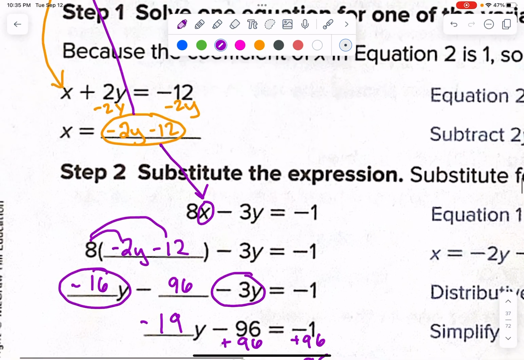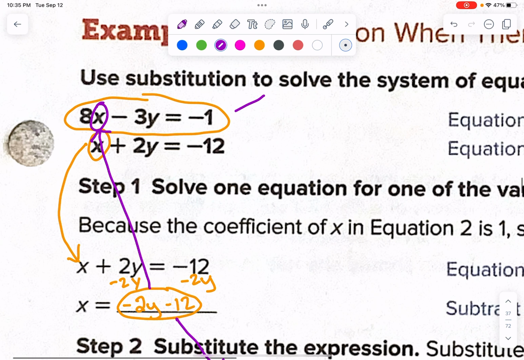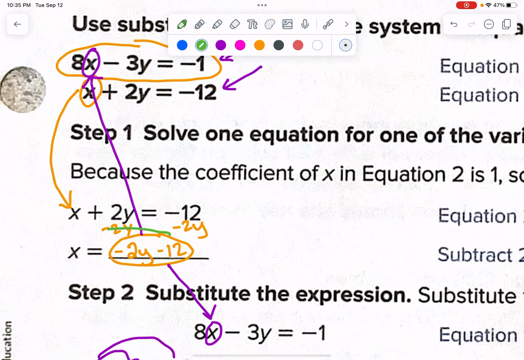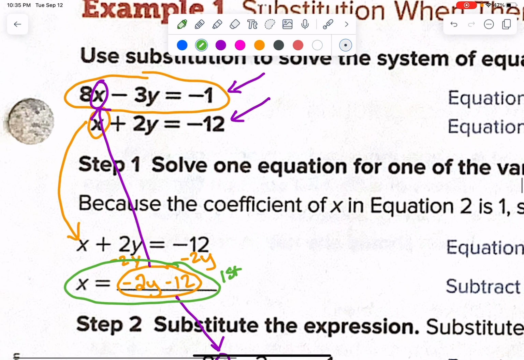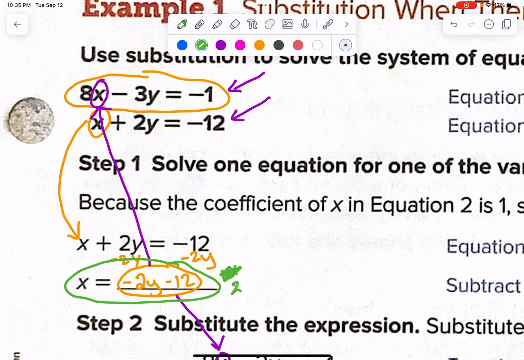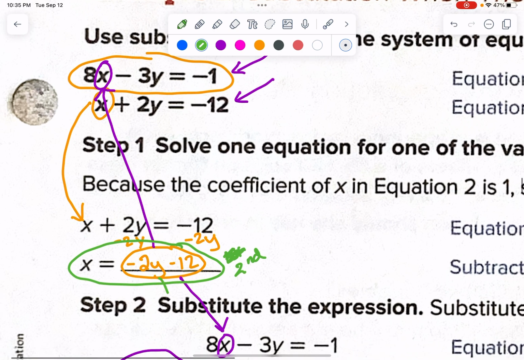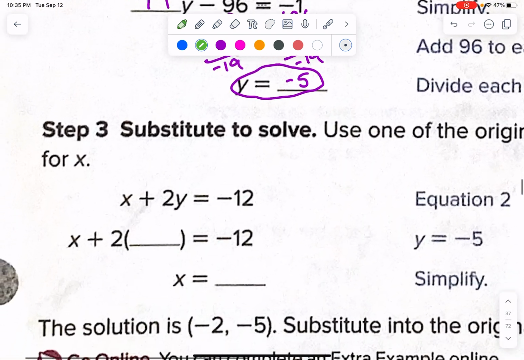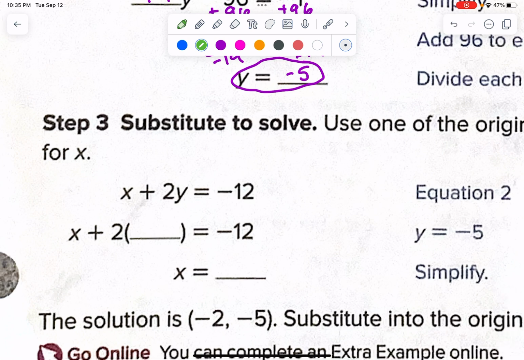Now what I need to do is go up into one of these two equations so that I can solve for x. This is technically the first equation. That was silly. I don't know why I did that.